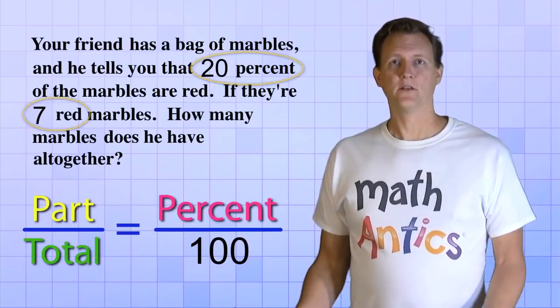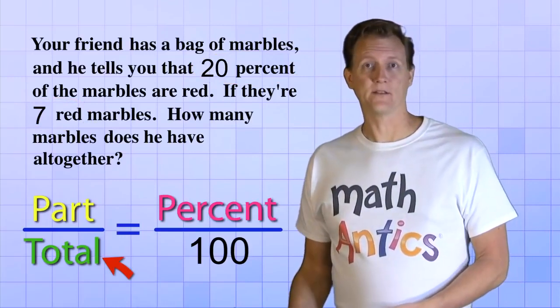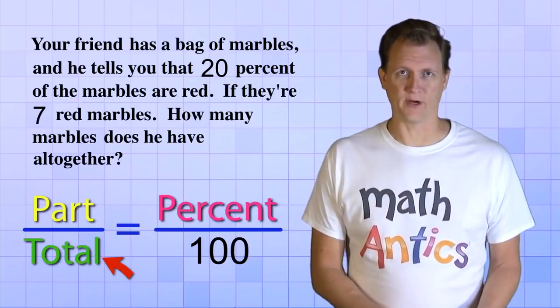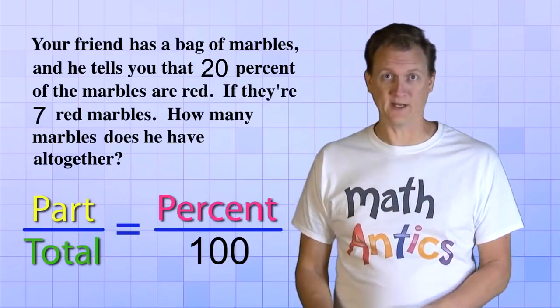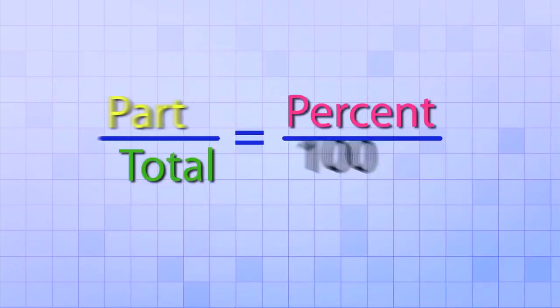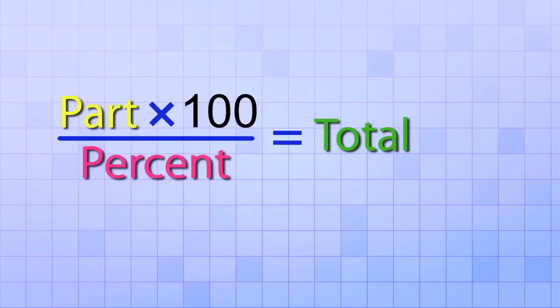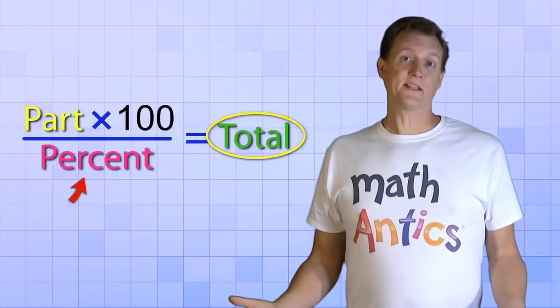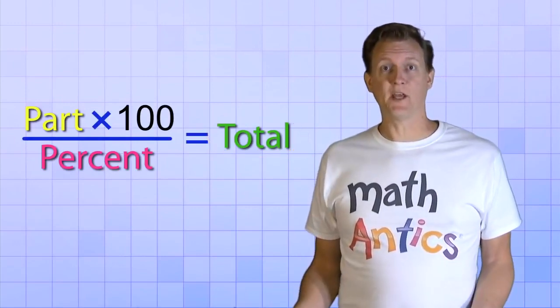All right then, so how do we figure out what the total is? Well, using a little algebra, which you don't need to know how to do right here, we can rearrange our percent equation like this. What this new form of the equation tells us is that if we take the part and multiply it by 100, and then we divide that by the percent, we'll get the total. That seems simple enough. It's just two steps.